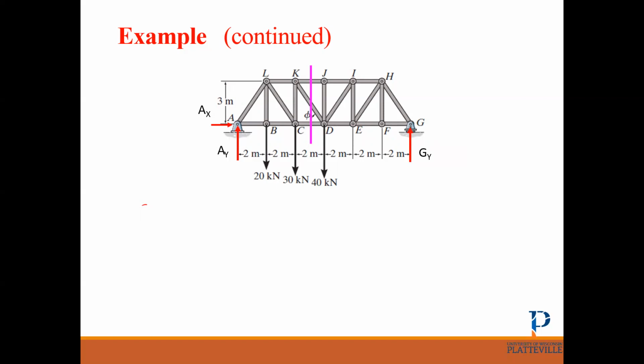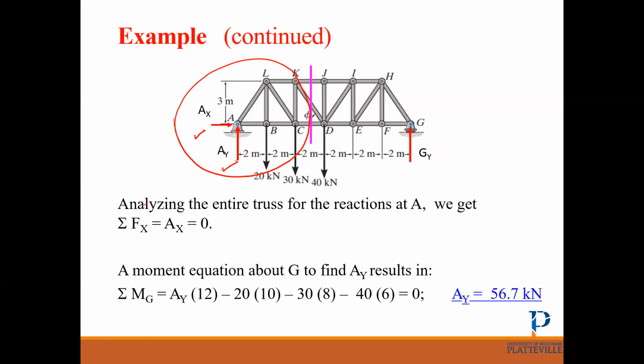So I want to analyze the left side. If I want to analyze the left side, I just need to find these 2 reactions. I don't need Gy. It's okay if you find Gy, but you really don't need it. Okay. So if we write sum of Fx equals 0, Ax is equal to 0.